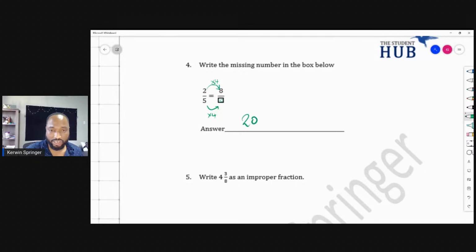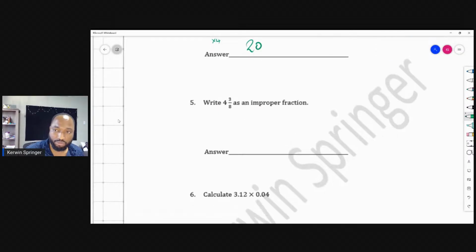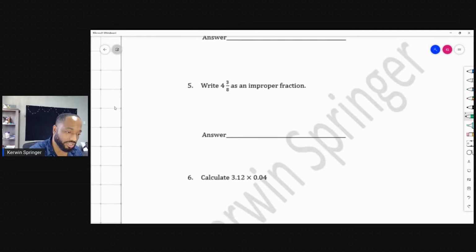So that's excellent. And just to change this as an improper fraction, 4 and 3 eighths, to change it to an improper fraction, you multiply the whole number by the denominator, 4 by 8. So 4 by 8 is 32. And then you take the number that you get here and add it to the numerator. So 32 plus 3 is 35. And you put that 35 as the new numerator and put it over 8.